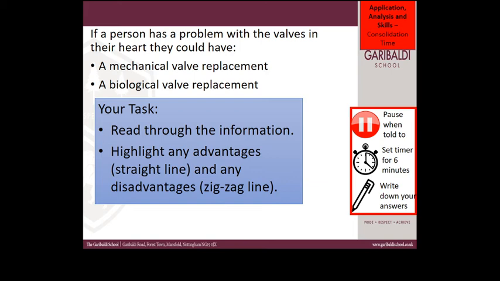You can just highlight it with the tools on Word. So highlight any advantages in green and disadvantages in red. Don't highlight everything, please. You need to be selective. You don't want to waste your time. So you're going to spend 6 minutes doing this. So pause, set your timer for 6 minutes, and then highlight any advantages in green, any disadvantages in red, or whatever colors you choose. Make sure you put a little key so you know which color is which. Okay, so pause your video now.